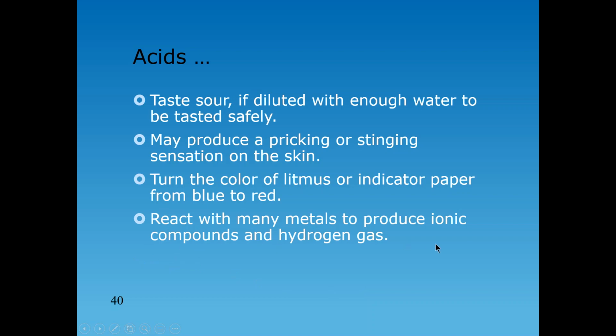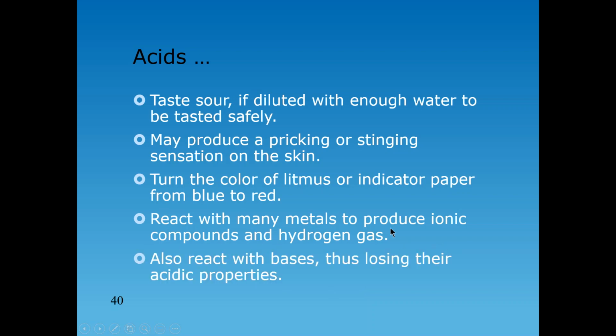Another property of acids is that they react with many of the more active metals to produce ionic compounds and hydrogen gas, all right? And then the final property listed here is that acids will react with bases and therefore will lose their acidic properties. And we call that reaction a neutralization reaction, which we'll talk about later on, all right? So those are just basically a list of the common properties displayed by acids.